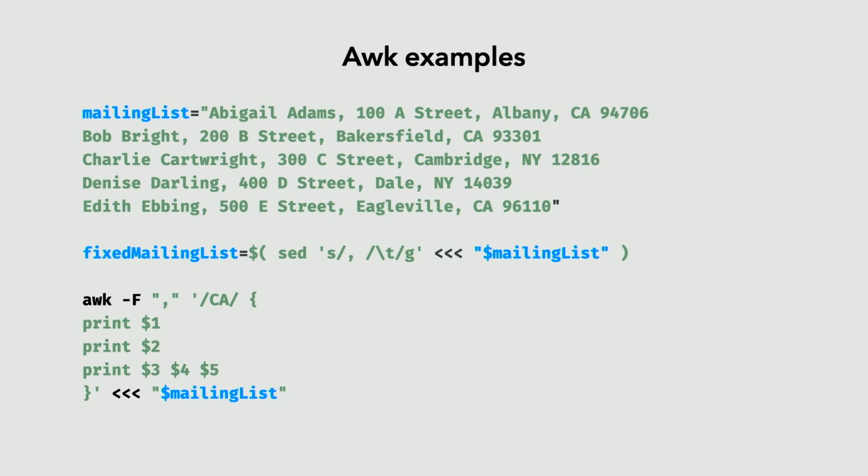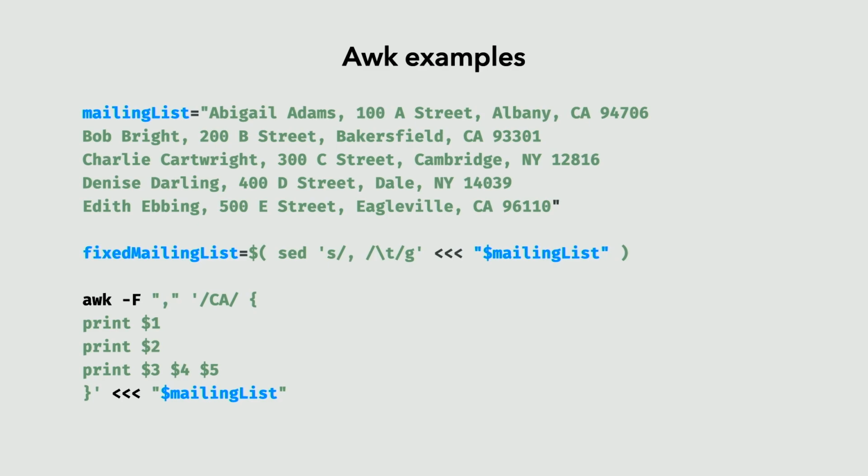I'm going to substitute every comma space, that's my pattern, with a tab. The \T is the regular expression for tab. And the G at the end means global. If I didn't specify that global flag, Sed would only change the first occurrence of comma space in each line, and it would ignore the rest.